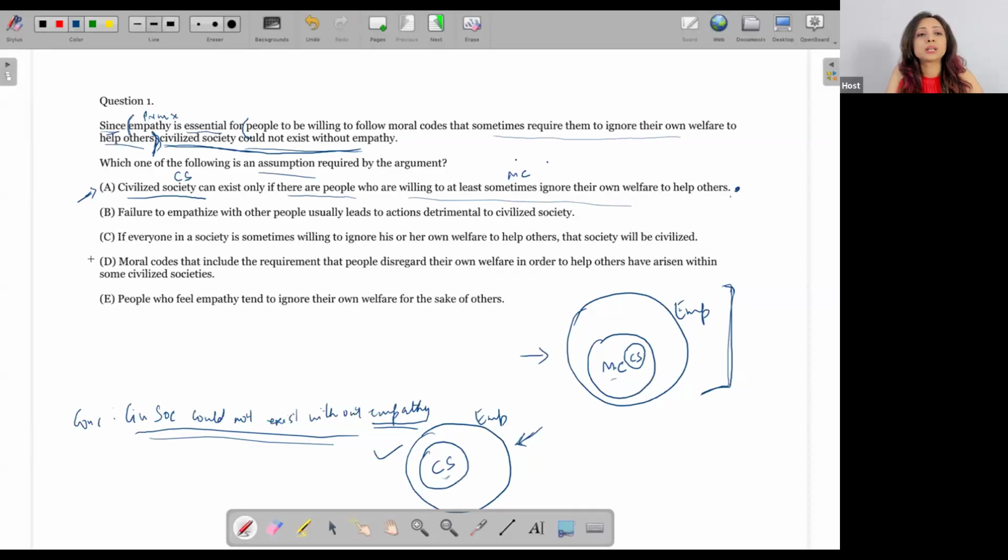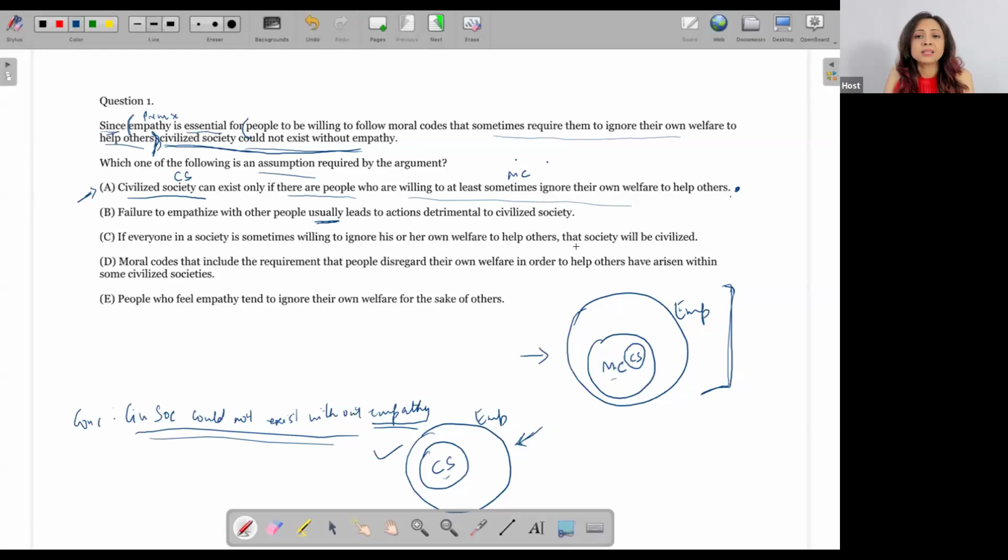Yeah. Let's take a look at other options as well. So B says failure to empathize with other people usually leads to actions detrimental to civilized society. Now, guys, when I'm talking about an assumption, something that is necessary for that and that is necessary for this, anything that has a "usually" I don't even need to evaluate, right? Something that has a "usually" is obviously not correct, right? So, okay, chuck it.